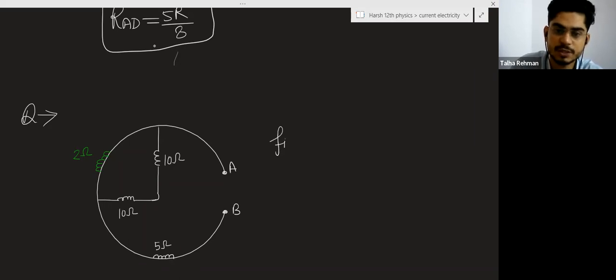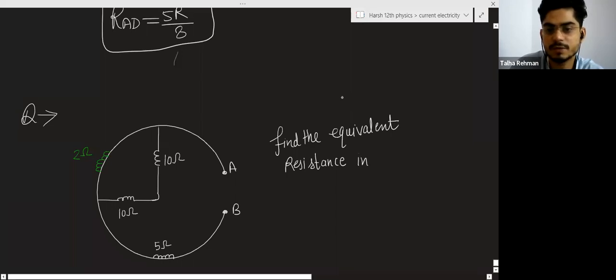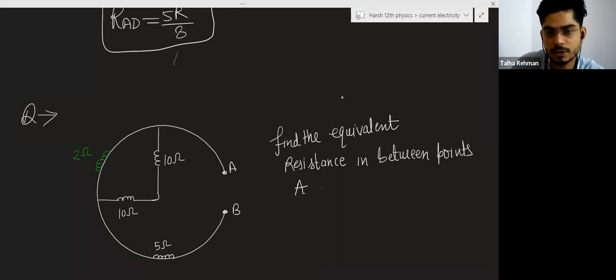So the question is, find the equivalent resistance in between point A and B.